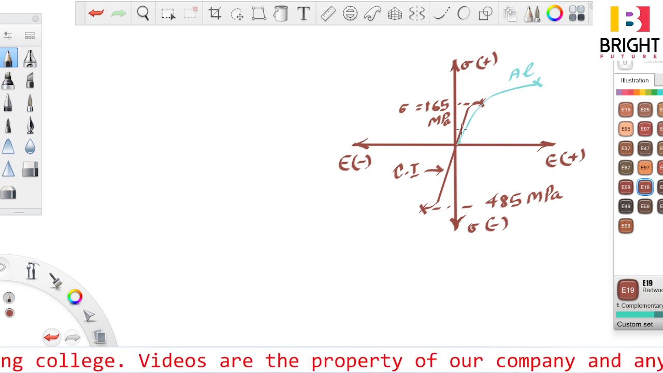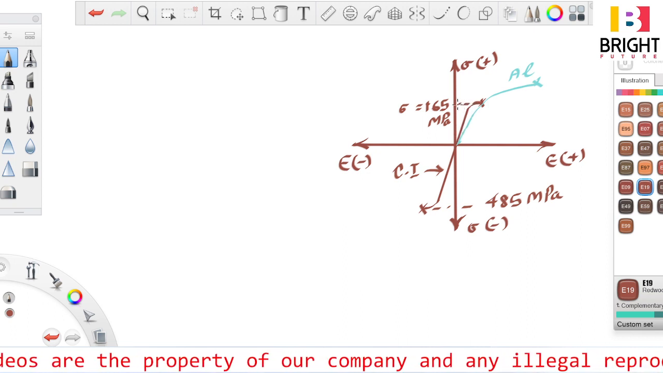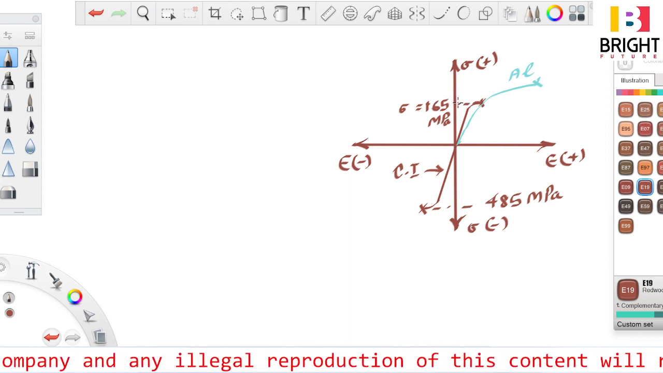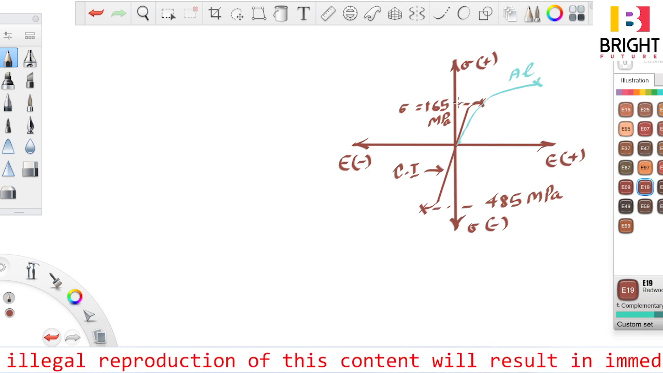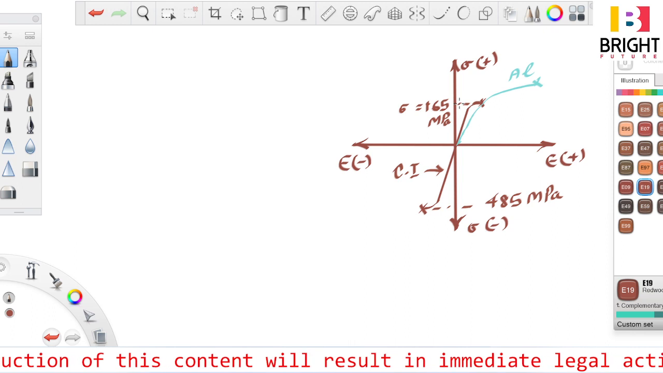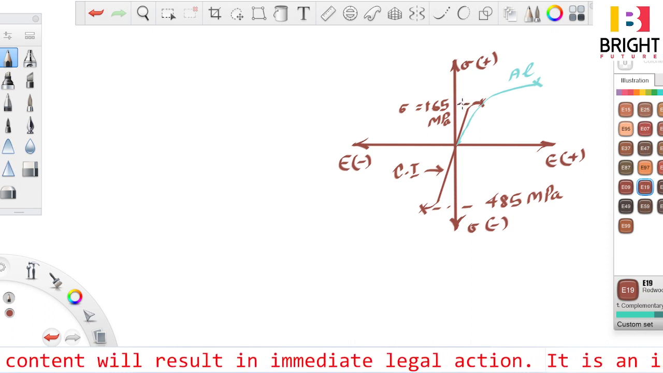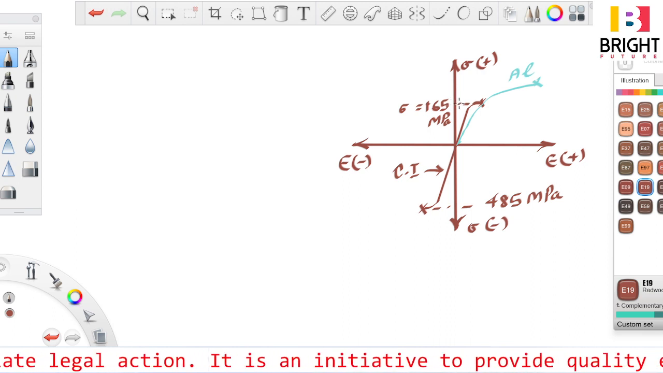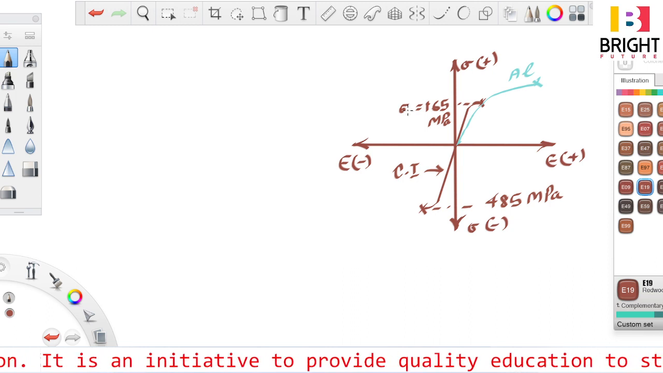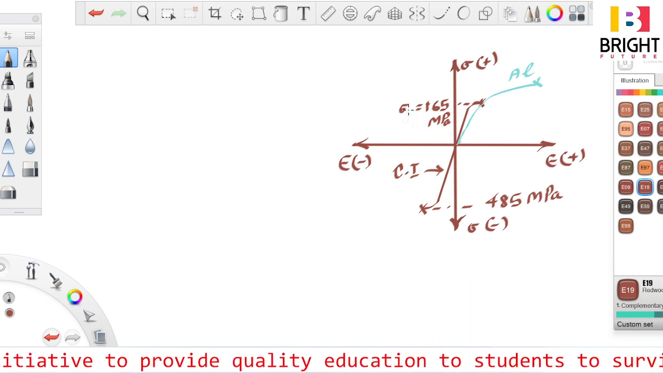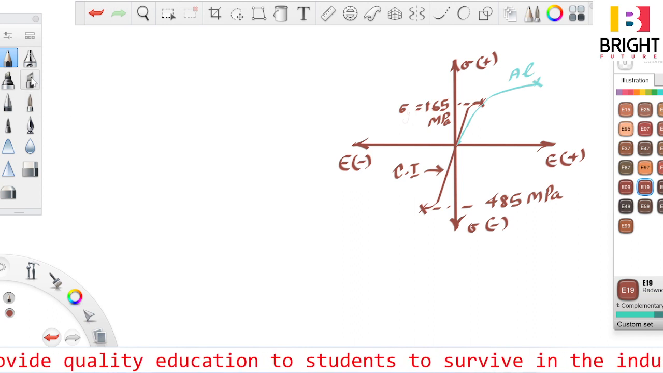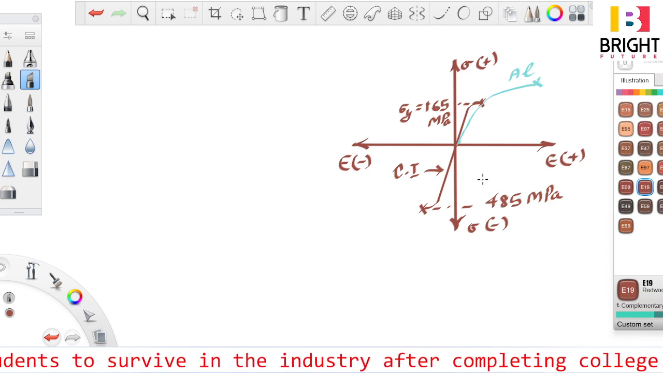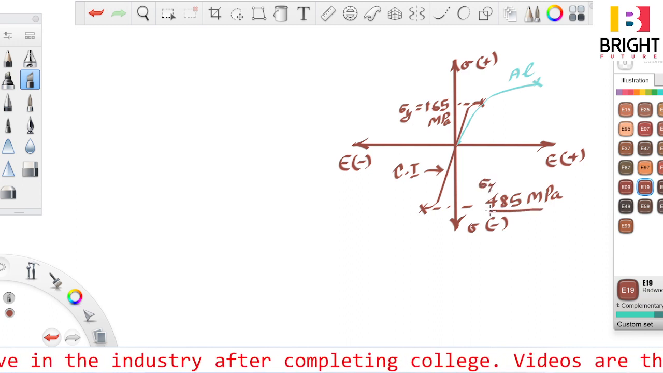In cast iron, there is no premature indication that the material is going to fail, because there is no yield point in case of cast iron. So the maximum stress at which the material will fail, I am calling it sigma y or sigma u. This stress is equal to 165 megapascal in case of tension. However, in case of compression, sigma y is equal to 485 megapascal.